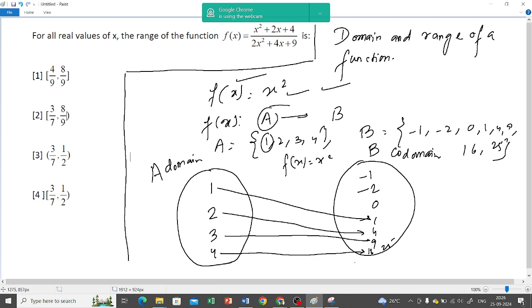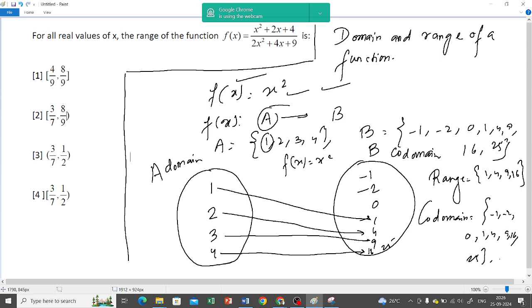Did you understand? Now if I am asked what is the range of this function, the range is 1, 4, 9, 16. But what is the codomain? If somebody asks what the codomain is, it is -1, -2, 0, 1, 4, 9, 16 and 25. Did you understand the difference?